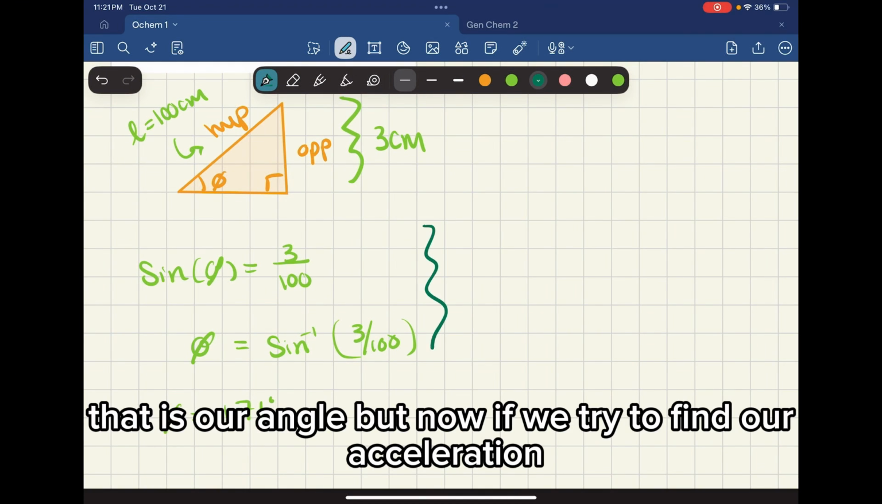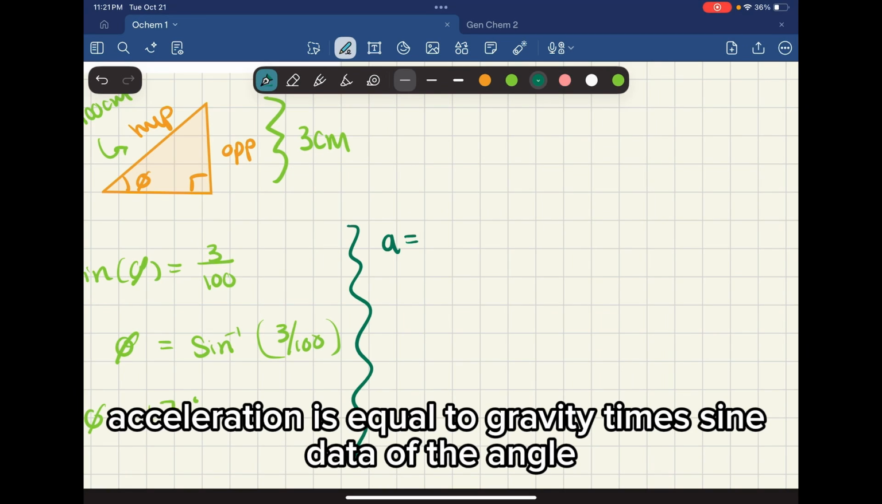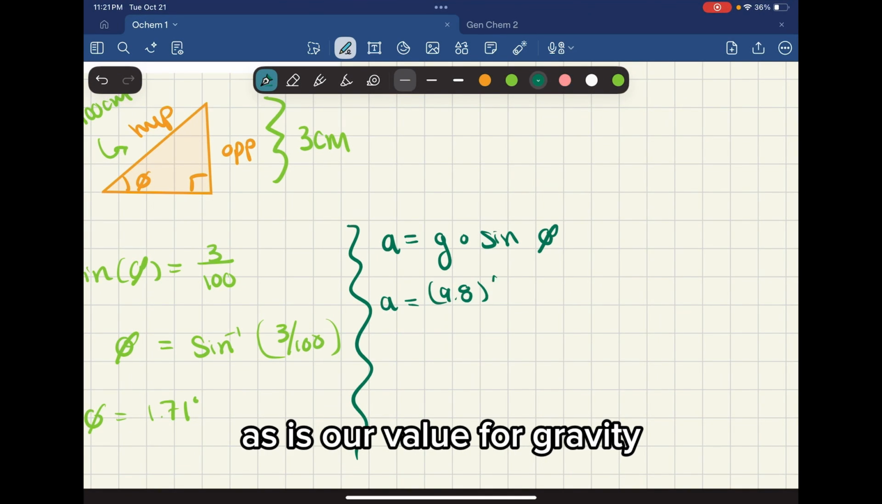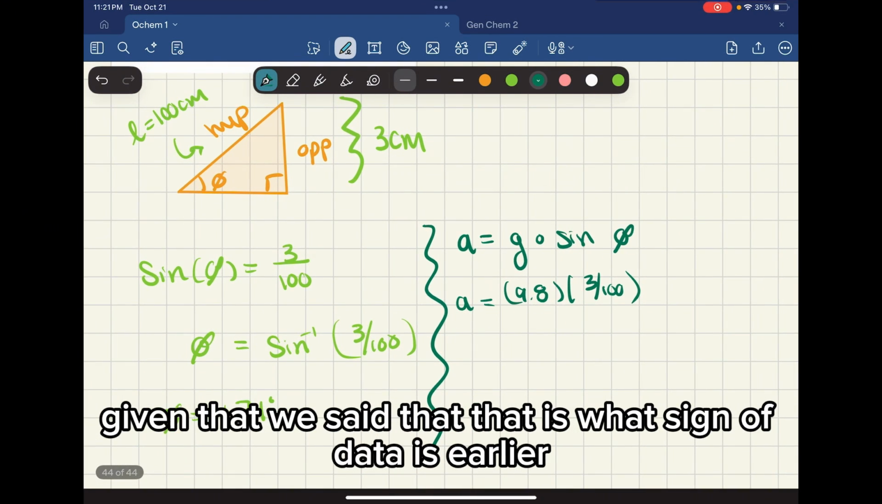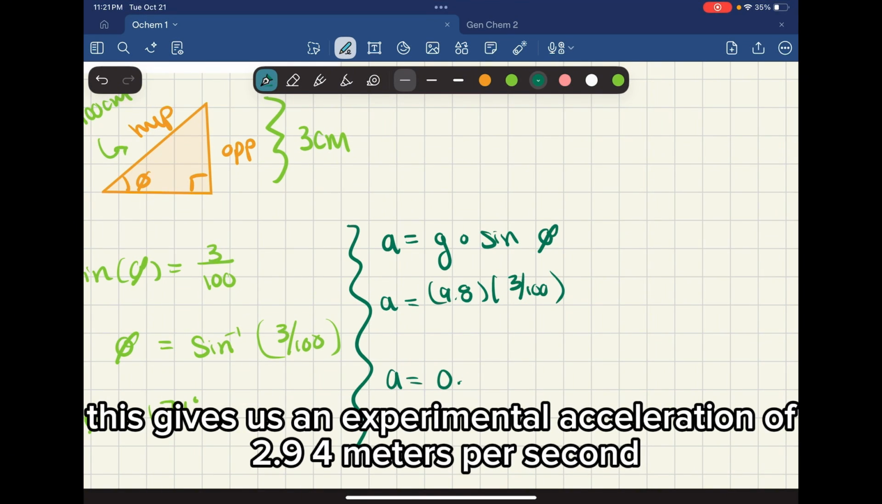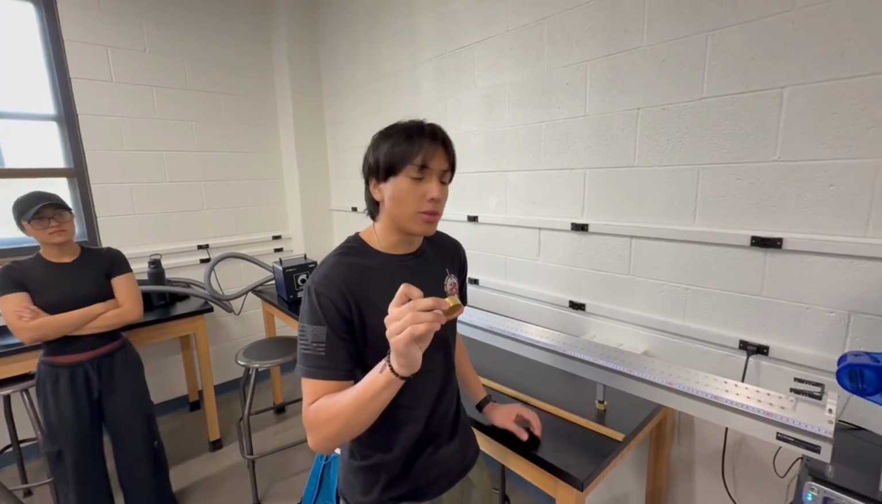That is our angle, but now if we try to find our acceleration, we bring back our formula. Acceleration is equal to gravity times sine theta of the angle. Again, plug in 9.8 as our value for our gravity, and then 3 over 100, given that we said that is what sine of theta is earlier. And finally, this gives us a theoretical acceleration of 2.94 meters per second squared. And this is due to changing our height from 1.5 to 3.